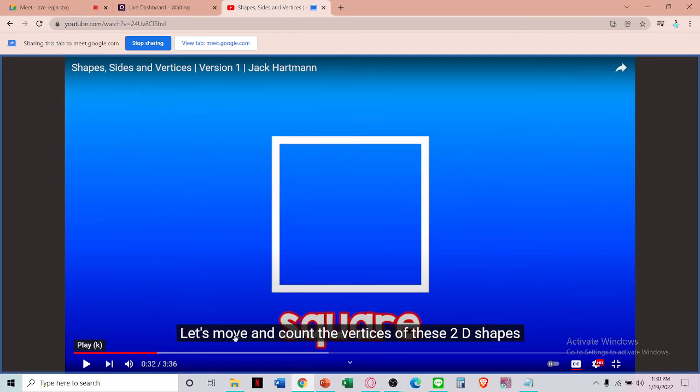You will hear vertices. It's like vertex. When you say vertex, it's the dot, the point, in the corner, the angle. It's where the angle is. So when you count the vertices, it's like you're counting the angles.